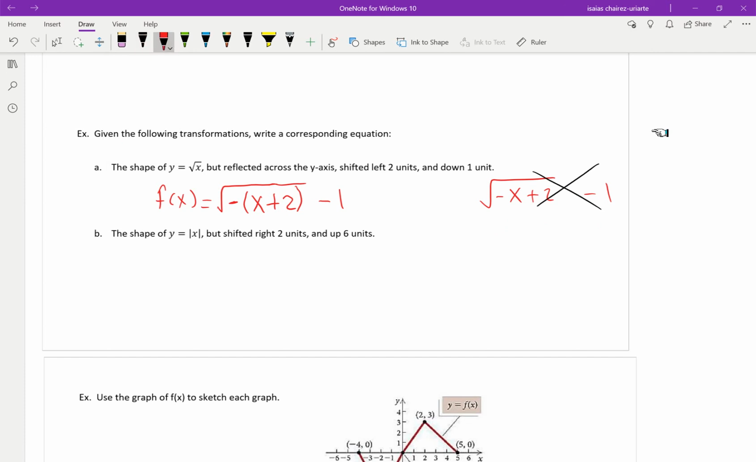All right, next one. So I started with the absolute value of x. I'm going to call this other function g of x, and it's shifted to the right 2 units and up 6 units. I think this is a little bit easier. So I have the absolute value, and shifted to the right is going to say x minus 2, and then plus 6. So 2 units to the right, up 6 units. Okay, so hopefully you agree with this, and you get the idea of what's going on here.